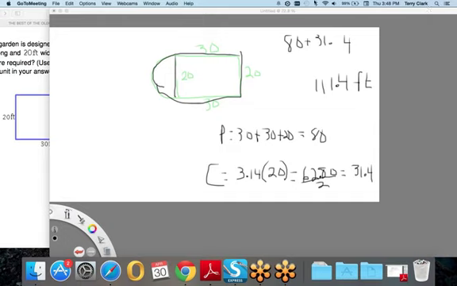All right, is there any questions about this one? This one is a little different than the other one we did where we were figuring out the area. This one is figuring out the perimeter.